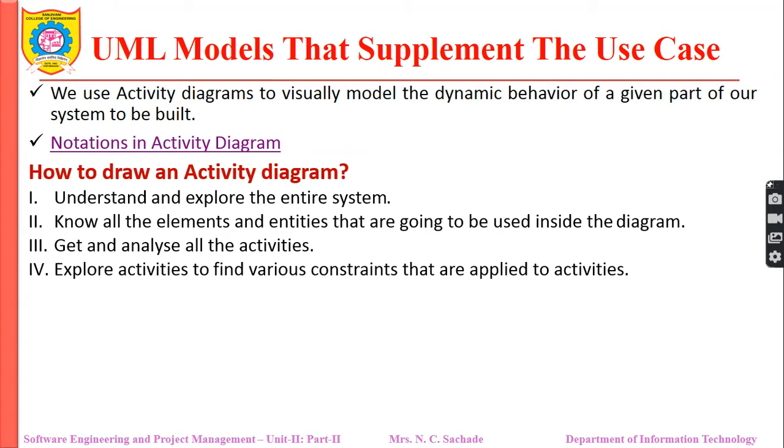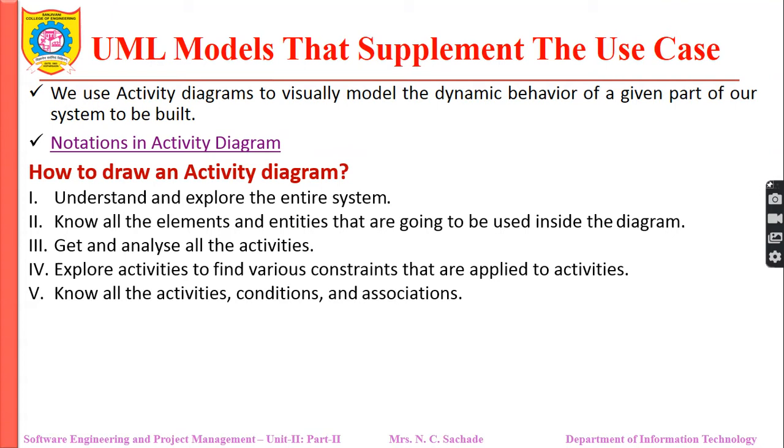Then we are going to explore activities to find various constraints that are applied to activities. So the constraint, for example, would be the password should have a minimum length of 8 characters. So you know, we have to find it. If at all the user is entering a very strong password, though it is of length 6, then we are not going to allow it. So for that we need to know how it is expected to work.